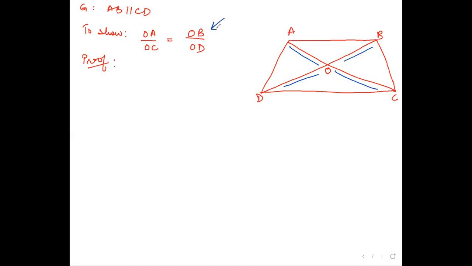So which two triangles do I need to show are similar? OA and OC are part of which triangle? Can I take this triangle and this triangle? Yes. Okay, so let us try to show that these two are similar. So in triangle OAB and triangle OCD, let us try to show. What can I use here? Now you will tell me which criteria. Can you see something equal here?